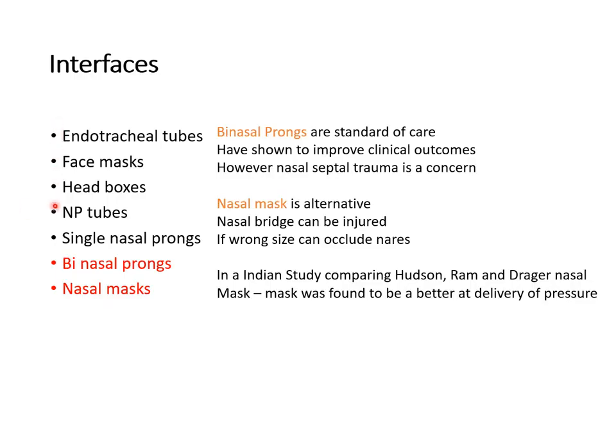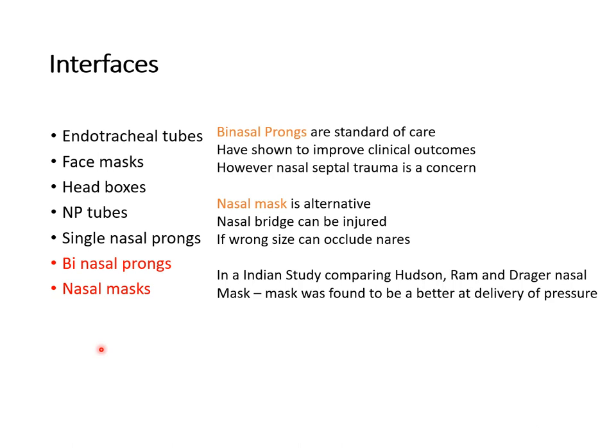So historically, people have used several interfaces like endotracheal tubes, face masks, head boxes, nasopharyngeal tubes, single nasal prongs, for delivery of CPAP. Some centers still do single nasal prongs, but most common use is with binasal prongs and nasal masks. So binasal prongs are standard of care. They have been shown to improve clinical outcomes better than the others. However, nasal septal trauma is a concern in them.